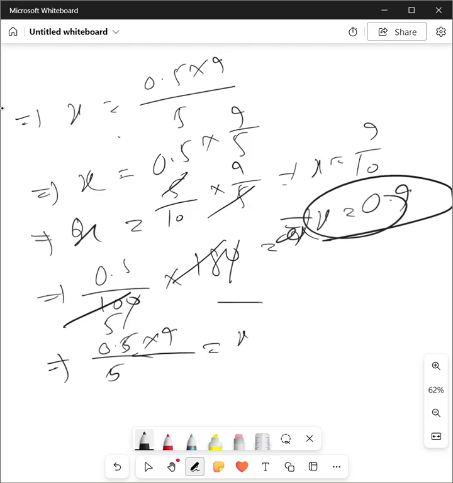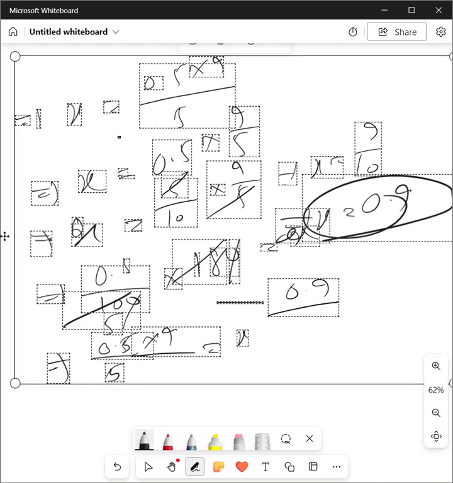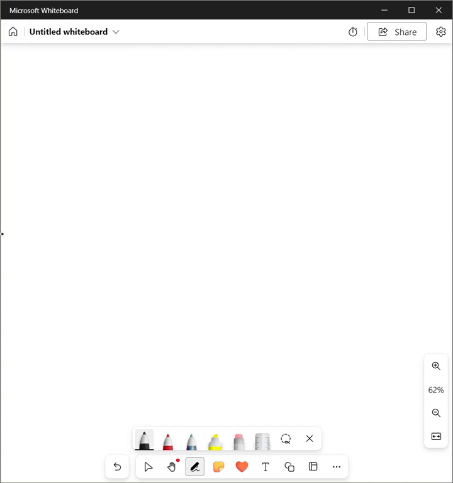So x, what is it? They asked what half percent of 180 is equal to. That gives us 0.9 as the number. Okay, let's check whether it is correct or not.